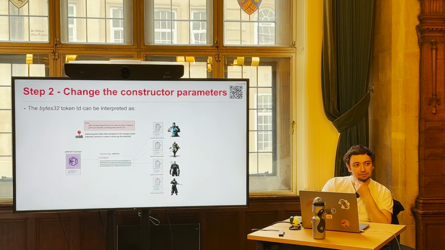Does that make sense? So would these be sub-collections that have their own smart contracts, or would each single NFT have its own separate smart contract? In this case, each single NFT will be its own smart contract. But you could also have sub-collections, yeah. You can create sub-collections.